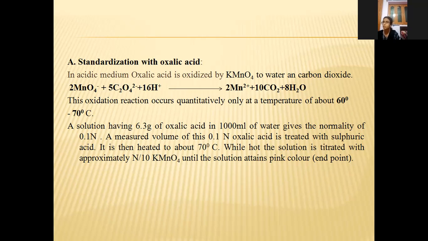This oxalic acid solution should be taken in a conical flask and treated with sulfuric acid, and the temperature should be maintained at 70 degrees centigrade. When the solution is hot, it should be titrated with potassium permanganate solution.